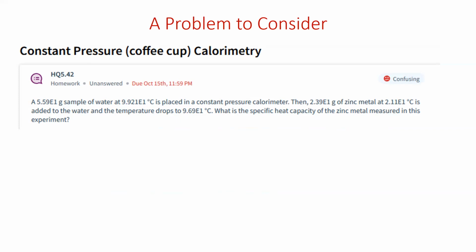Let's try question 42 from the homework now. Homework question 42. We've got a 55.9 gram sample of water at 99.21 degrees. And then to that, we add zinc metal at 21.1 degrees Celsius. And the water temperature drops to 96.1 degrees. What is the heat capacity of the zinc metal?